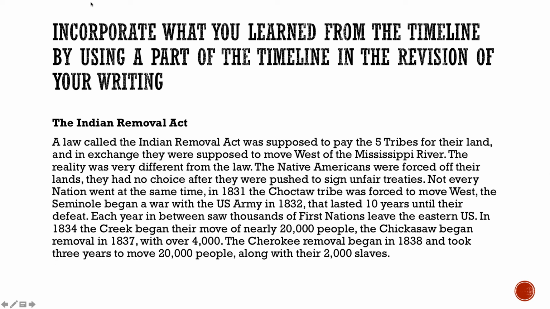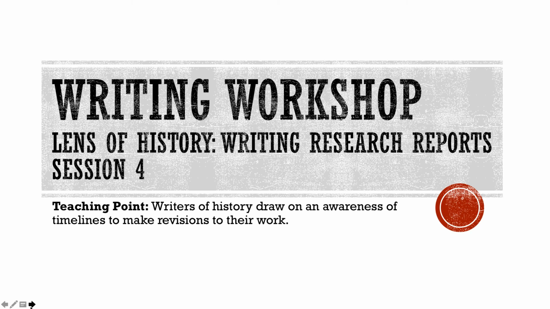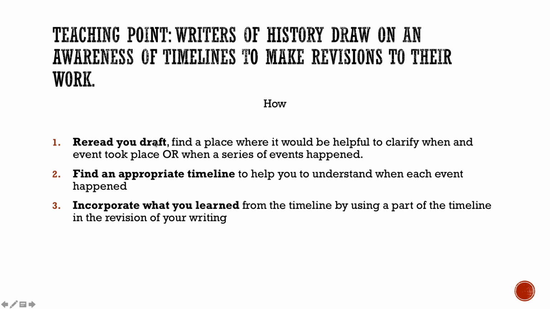So both of these things that I've done here, I'm modeling for you, are things you can do with your own writing. So I'm going to encourage you to go through those same steps. And just to go back to the beginning, here are our steps. One, you've got to reread your draft. You have to find a place, or maybe more than one place, where it would be helpful to clarify when this event took place in relationship to other events. Or maybe, in my case, when there's a series of events that happen, like when the different tribes were forced to be removed.